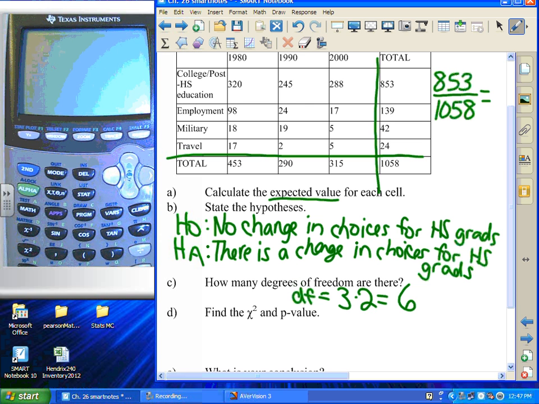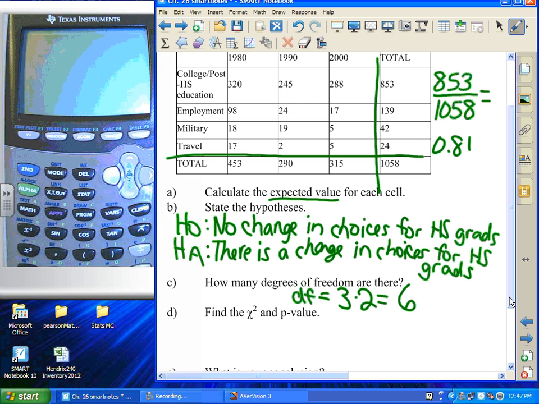I know it's 0.8 something. I got 0.806 or something. Okay, we'll say 0.81. That means that 81% of all the students in these 3 samples say they're going to go to college. Well, if all 3 samples are the same, then 80% of the students from 1980 would be going to college, 80% from 1990 would go to college, and 80% from 2000. So how did you figure out what 80% of the students from 1980 is?